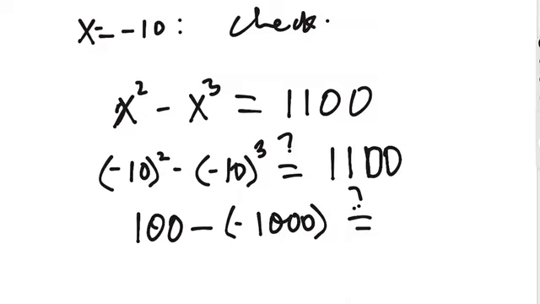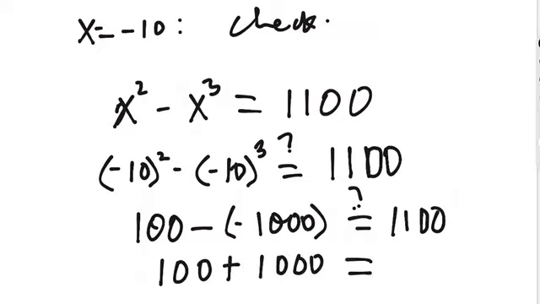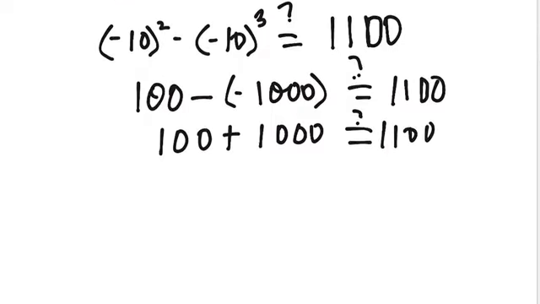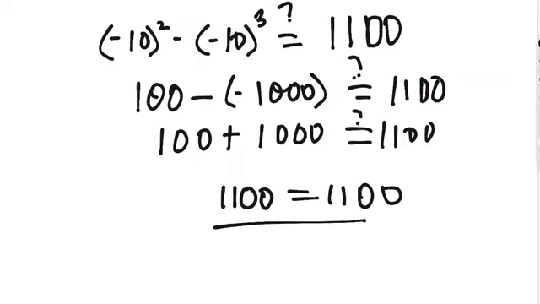So now from here you can see that we have 100 plus 1000. Is this going to give us this? Okay, so therefore finally we're going to have 100 plus 1000, that will give us 1100, which is the same thing as the right-hand side. So can you see that?